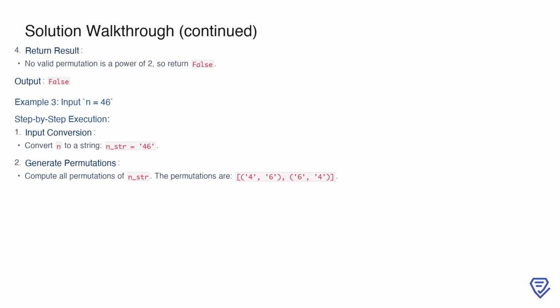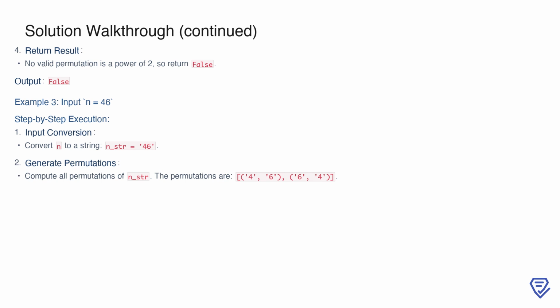Now, let's move on to the third example, where n equals 46. First, we convert the input into a string, resulting in n_str equals 46. Then, we generate all possible permutations of the digits in n_str. The permutations are 4, 6 and 6, 4. These represent the two ways we can rearrange the digits of 46.